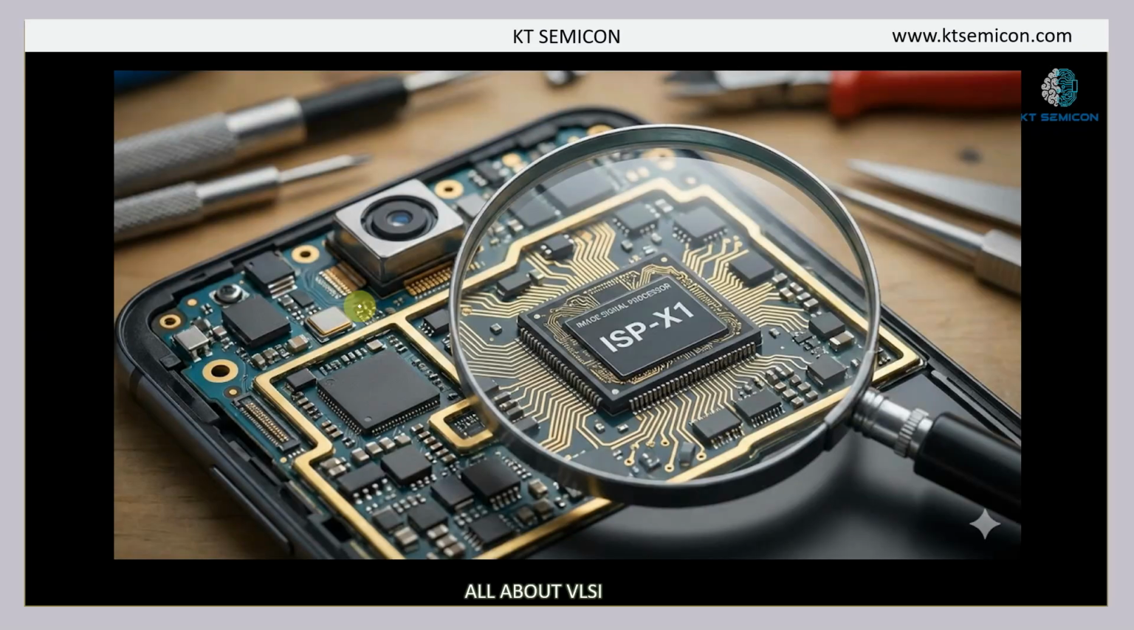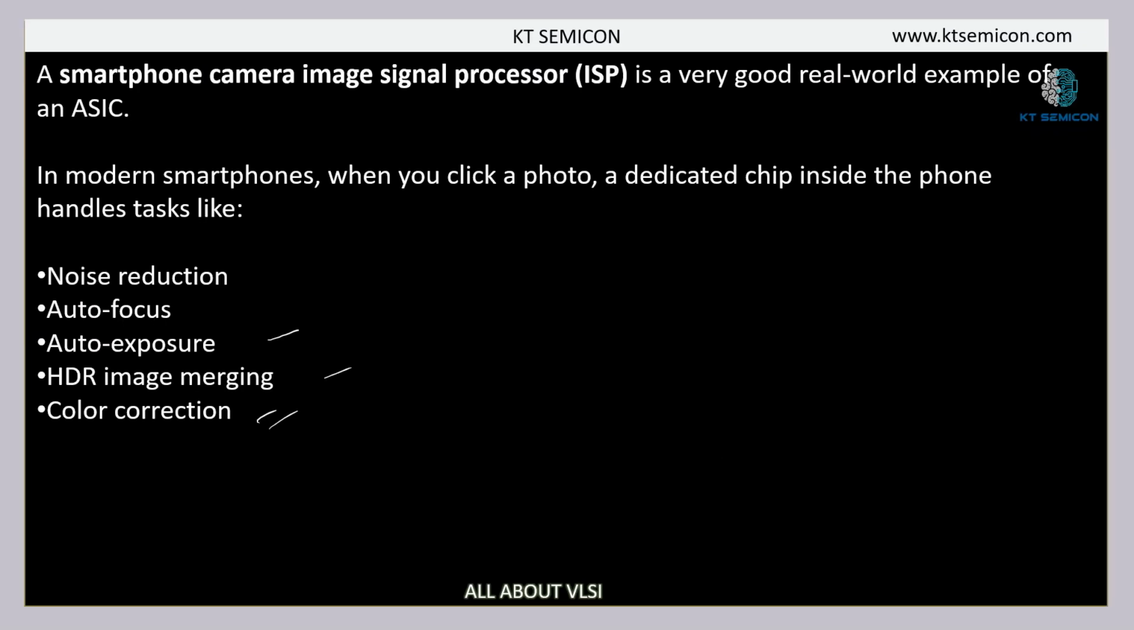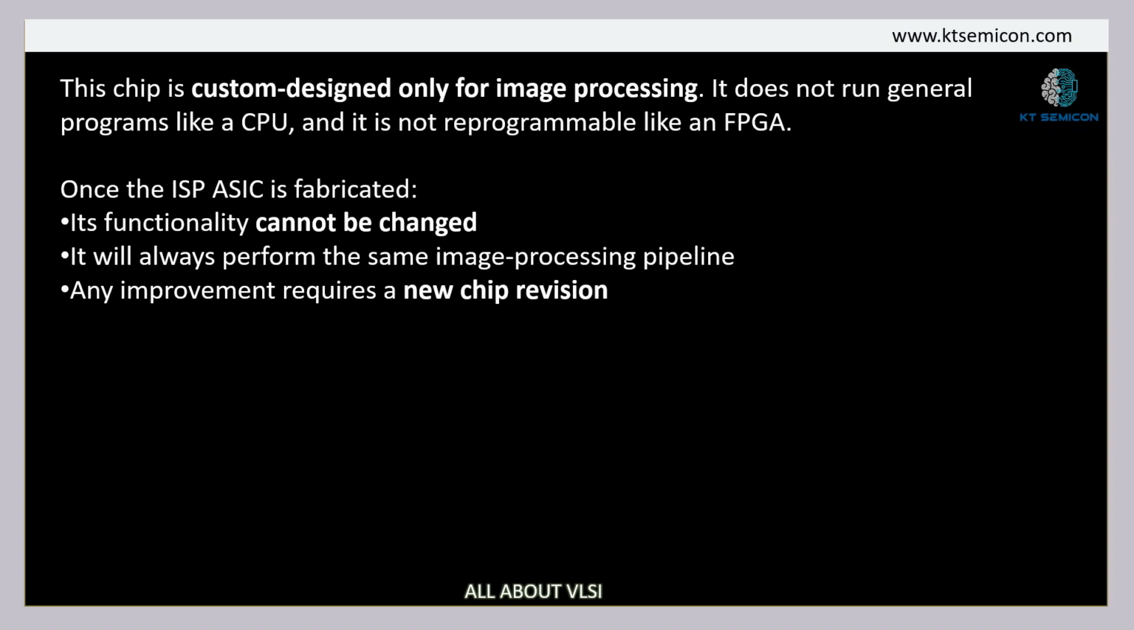So this is one example of an ASIC. This chip is custom designed only for image processing. That's it. It does not run general programs like a CPU, and it's not reprogrammable either. What do you mean by reprogrammable like an FPGA? If you don't know, don't worry. We will discuss what reprogramming means.